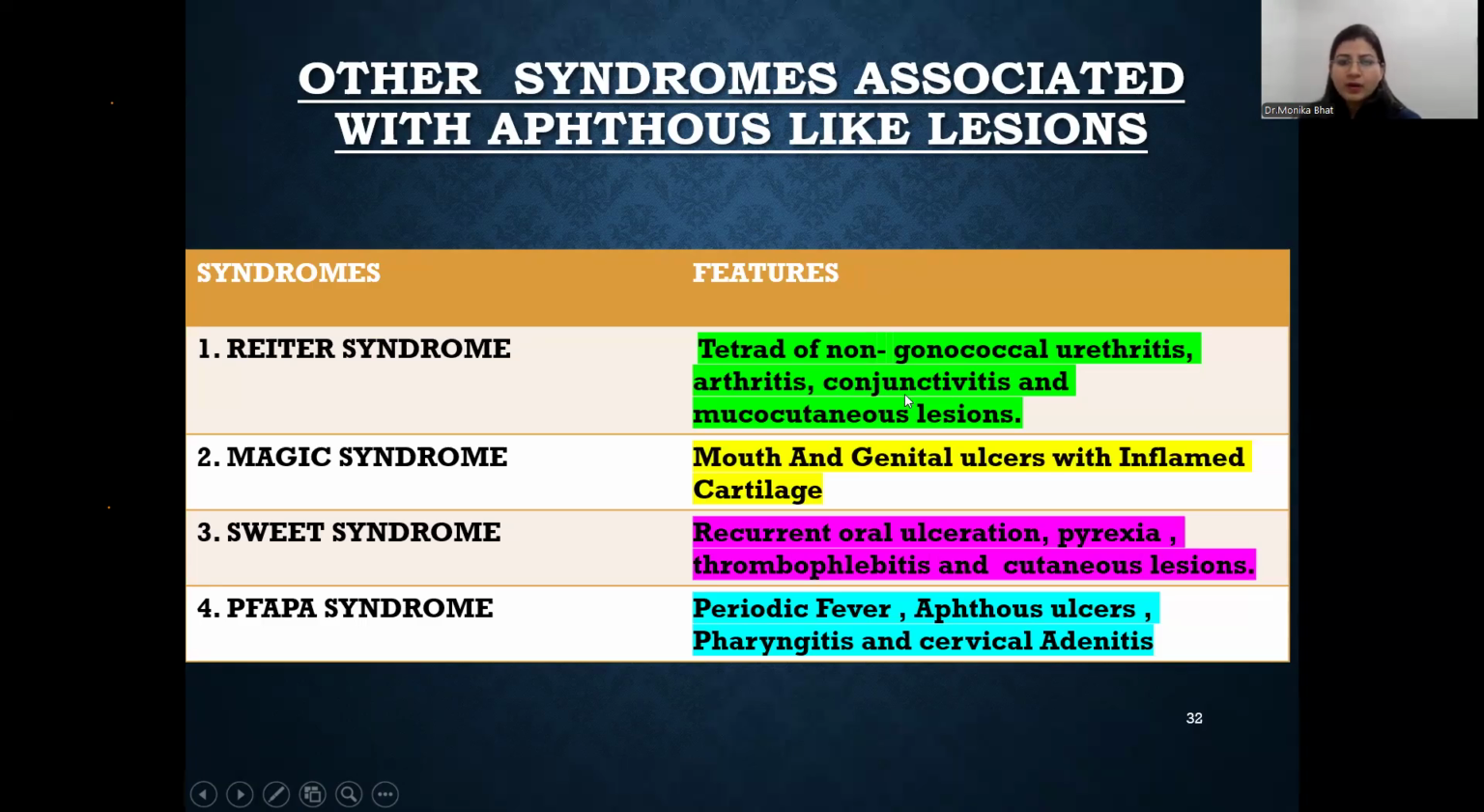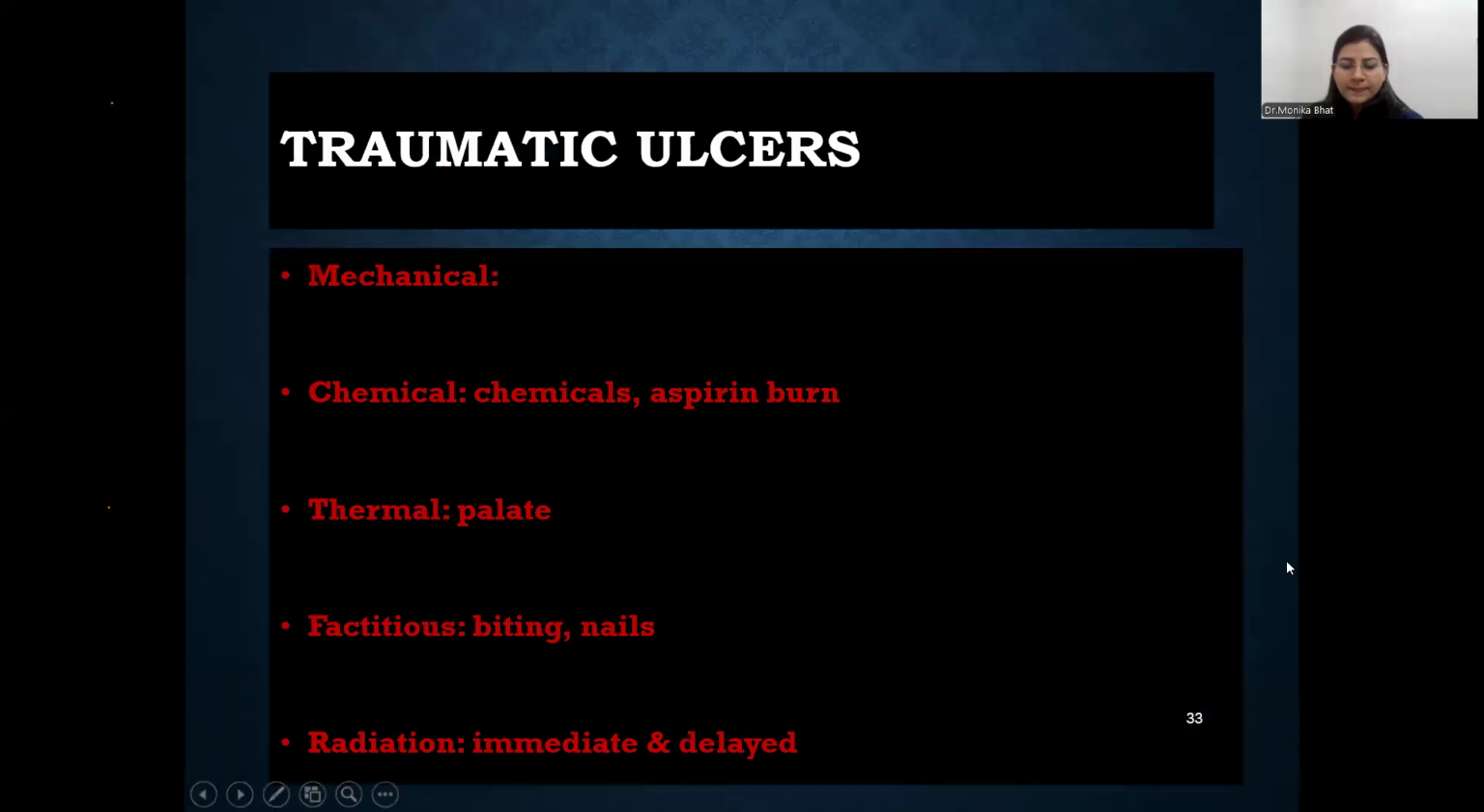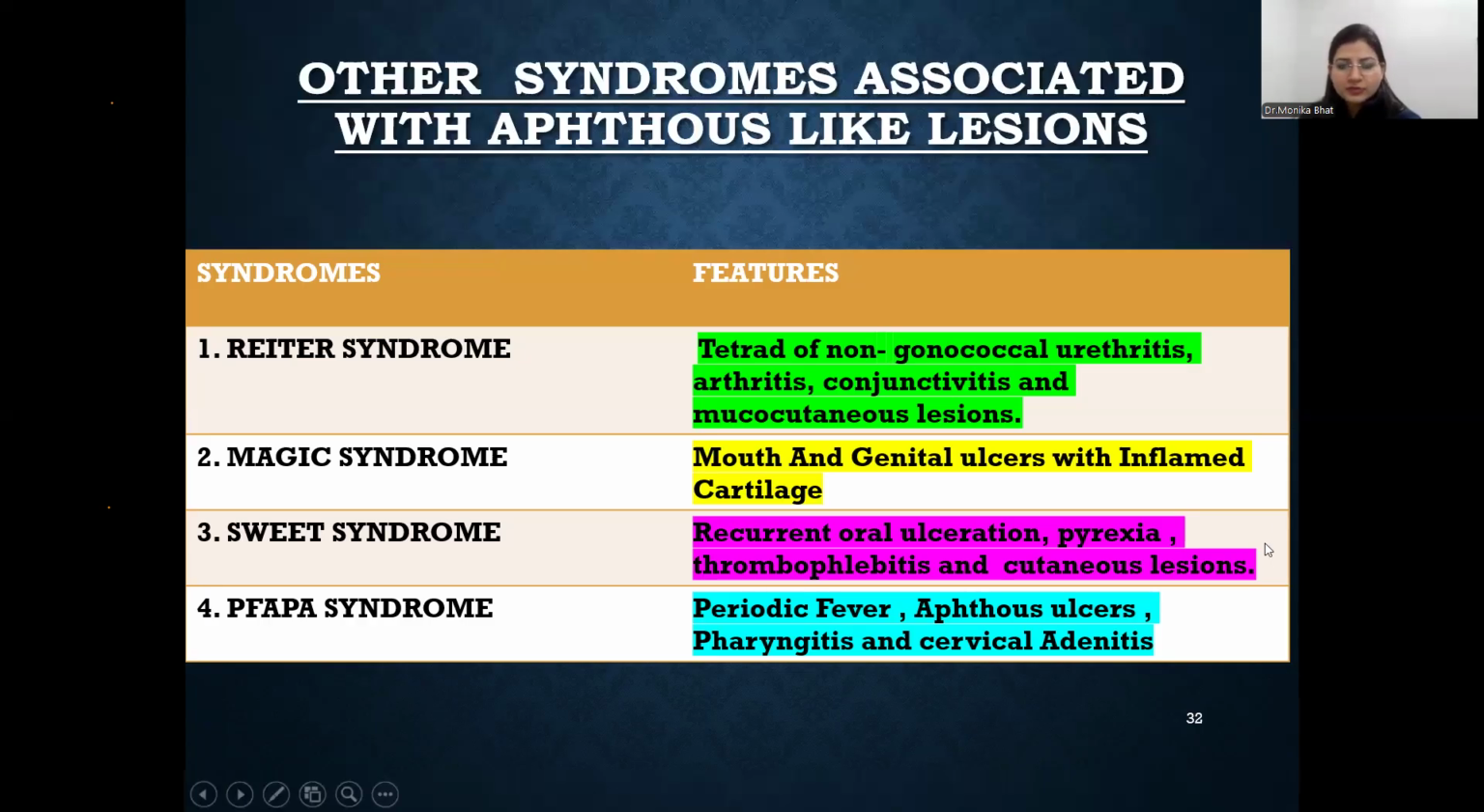In Magic syndrome, there are mouth and genital ulcers with inflamed cartilage. In Sweet syndrome, recurrent oral ulcers, pyrexia, thrombophlebitis, and cutaneous lesions will be there. In PFAPA syndrome, there is periodic fever, aphthous ulcers, and pharyngitis.